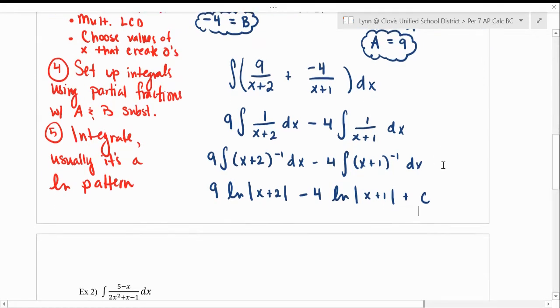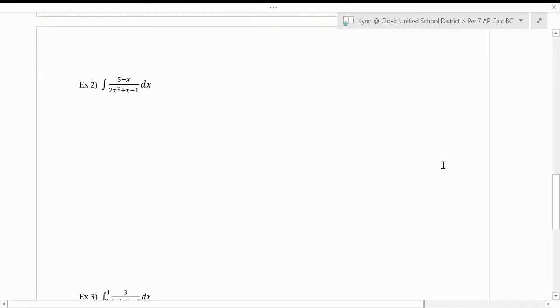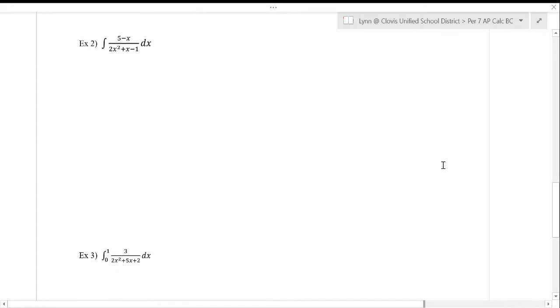Okay, so we're going to do a couple more of these. If you feel pretty good about it, you might want to go ahead and try the next couple on your own, and then just check to see if you have the right answer.